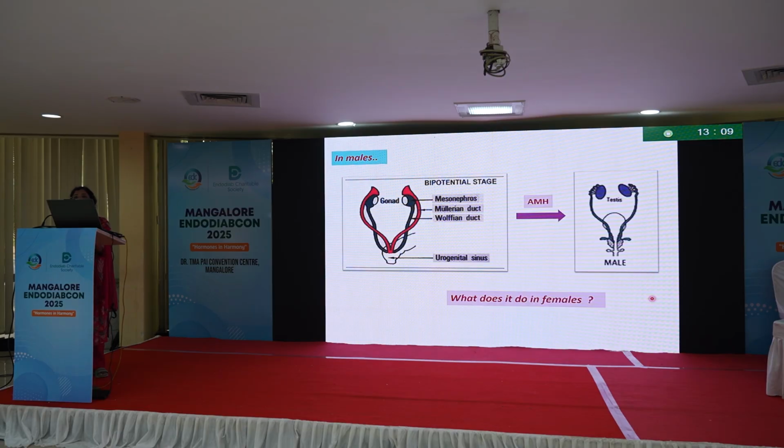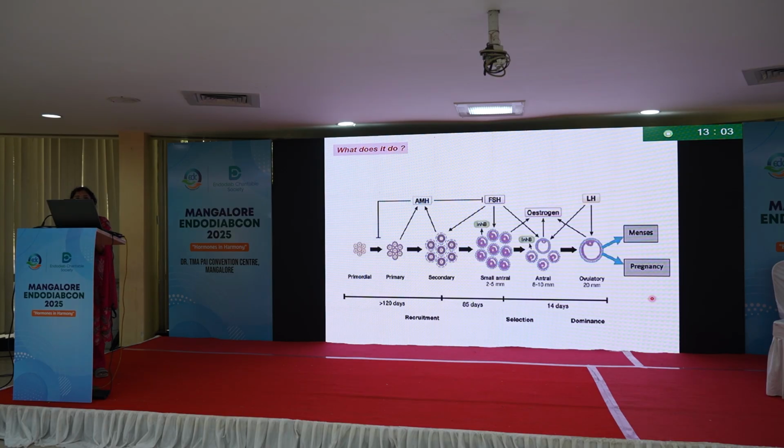But what does it do in females? Why is it still there in females when it has just to regress the Mullerian duct? So this is the typical cycle where we can see there are primordial follicles, which is the largest pool. Many of them undergo atresia, but some of them get selected in an FSH independent manner into primary follicles. They will undergo further growth, develop secondary and antral follicles.